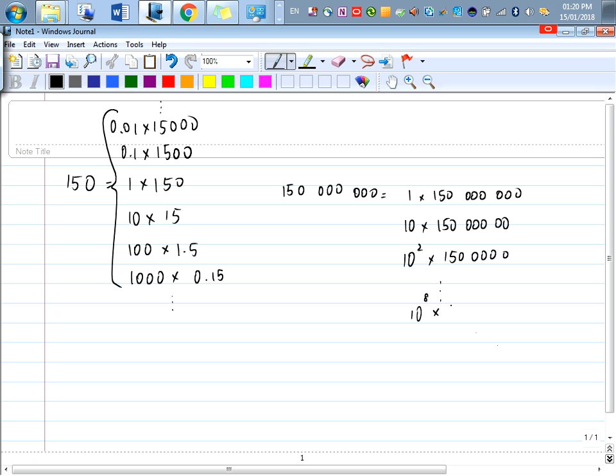10 to the power 8 times 1.5, counting the zeros: 1, 2, 3, 4, 5, 6, 7, 8. So I can continue some more: 10 to the power 9 times 0.15. On and on, either this way or the other way. Now, they are all referring to the same number.